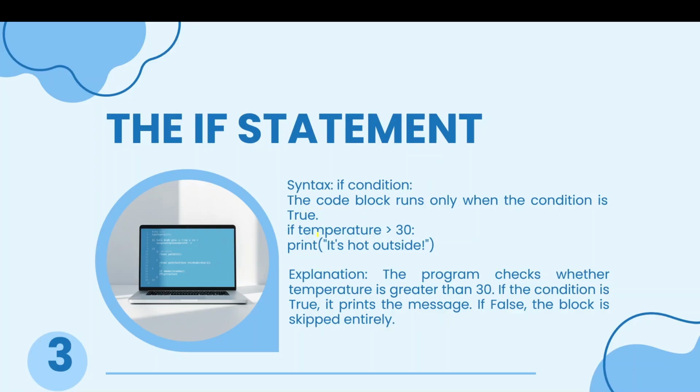Here it is written that if temperature is greater than 30 degrees Celsius, then print "It's hot outside". And what's the explanation of this code? Let me discuss this one also. The program checks whether temperature is greater than 30 degrees. If the condition is true, it prints the message. If false, the block is skipped entirely.